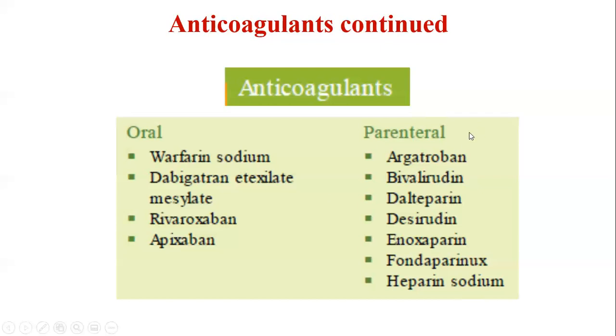Here it is also said dalteparin, right? Another is enoxaparin, other name is called Lovenox, right? And warfarin, other name is called coumadin. So these are the most common anticoagulants we frequently use, right?